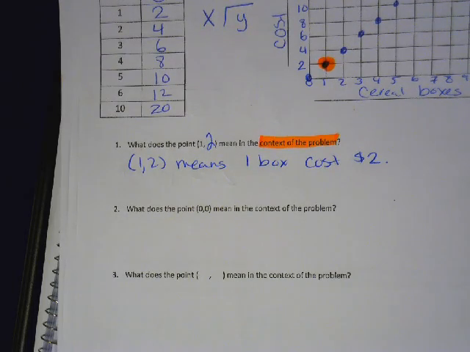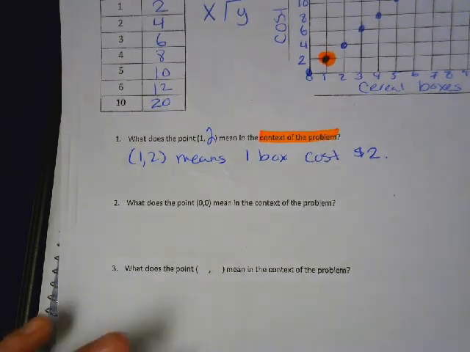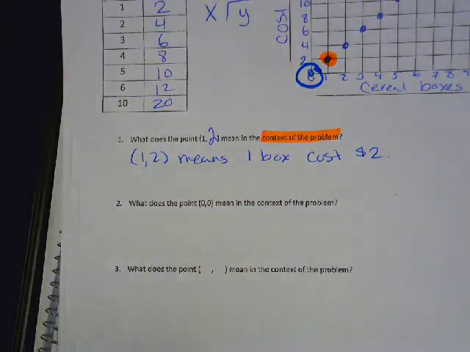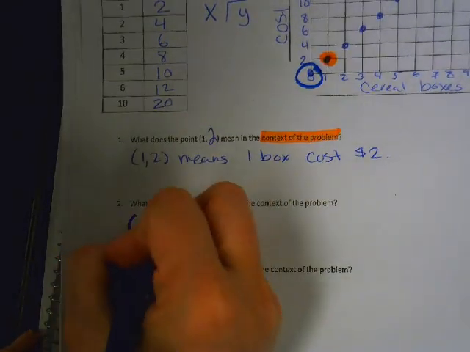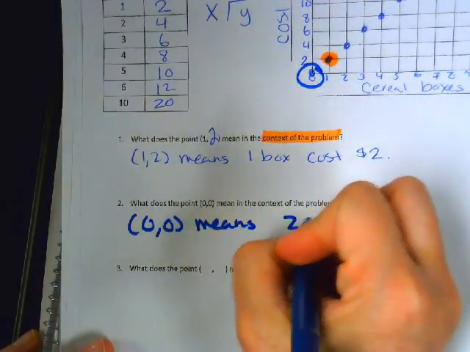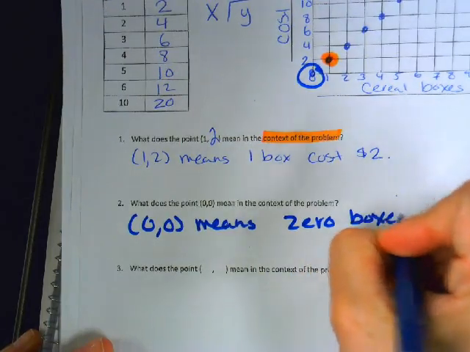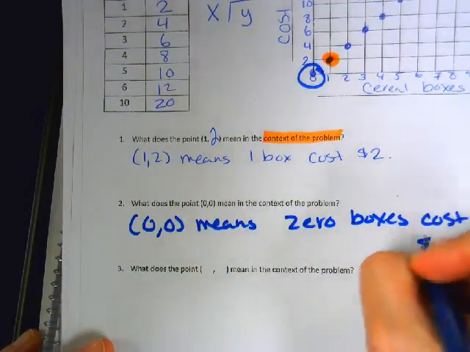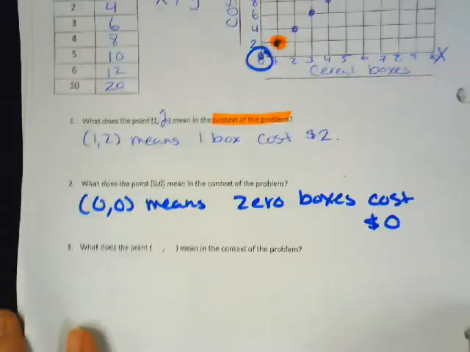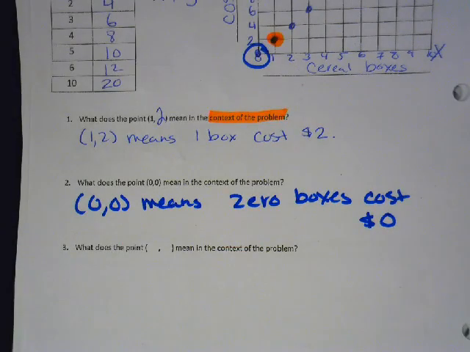What does 0, 0 mean? What does 0, 0 mean in the context of the problem? $0. Very good. So this point right there, 0, 0 means 0 boxes cost $0. As simple as it may be, that might be a question on the state test.